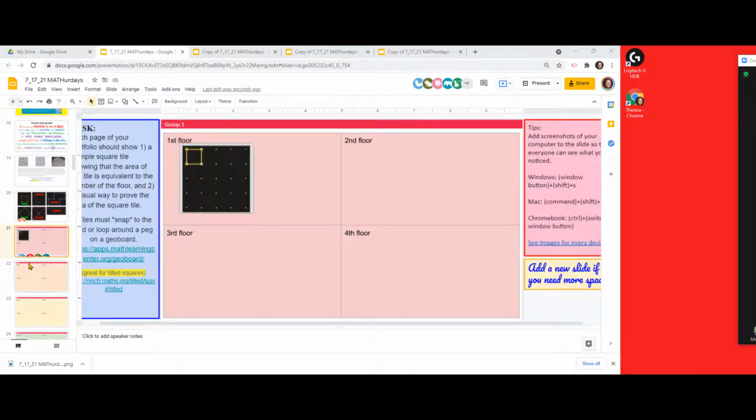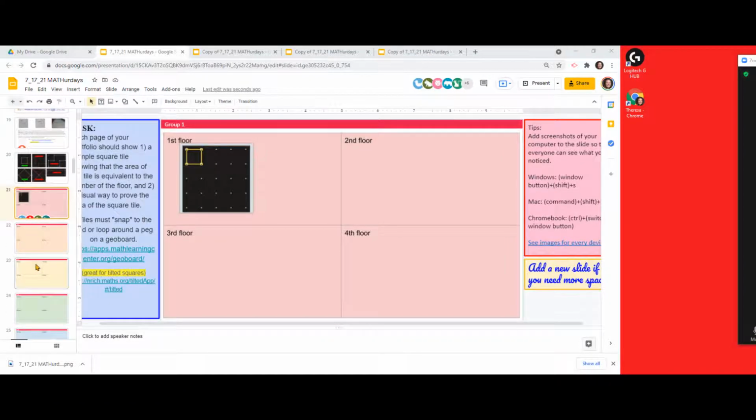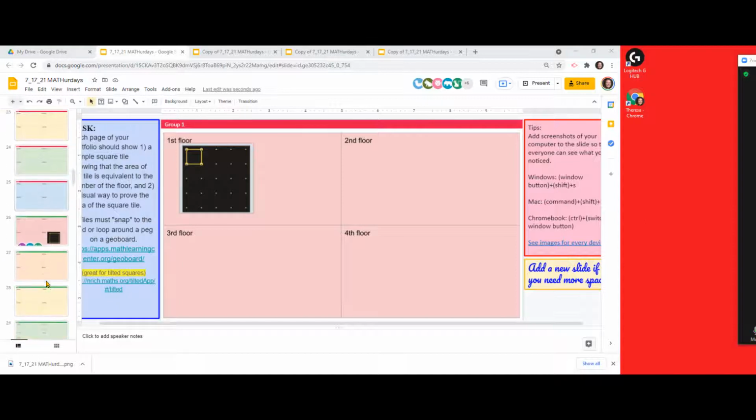Gotcha. And so all the tiles have to be squares, correct? Yes, they have to be squares. They cannot be rectangles. Okay.